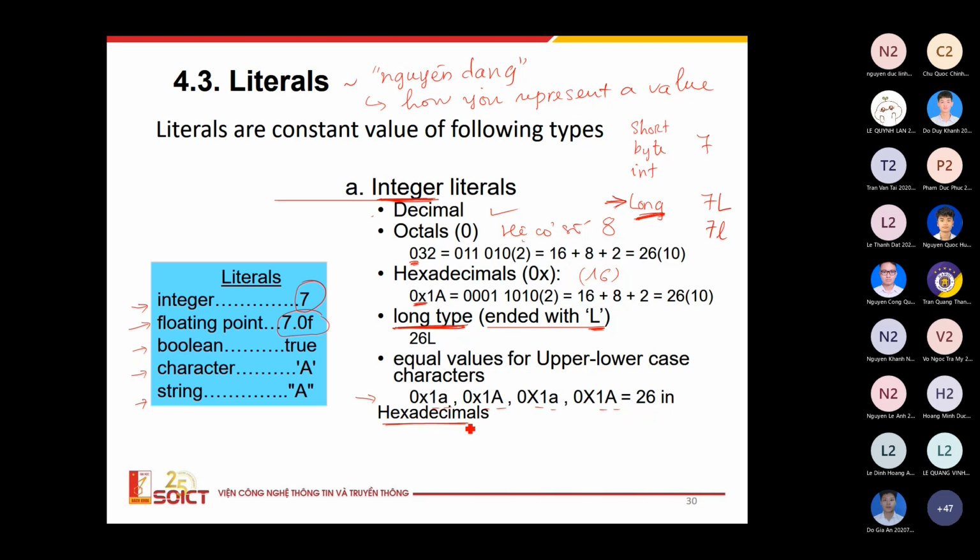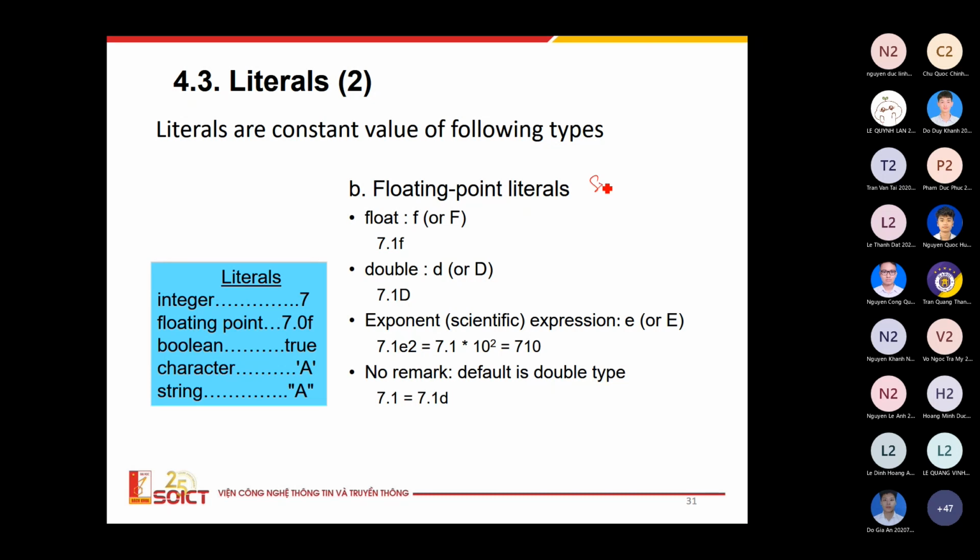This is just in the hexadecimal system. Okay, for the floating point, how do you represent it? If this floating point is of the type float, you have to end it with F or f like this. And if it is of the kind double, you have to end it with D or d. Or the default is double, so you can ignore the D for the double value. Or like this. For the exponent expression, you use E to explain it.